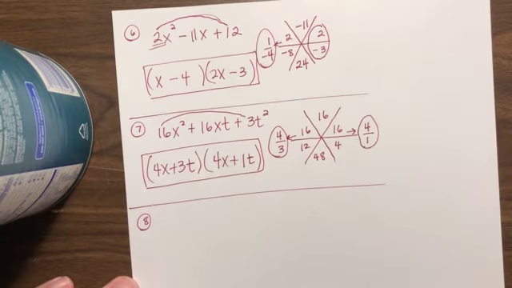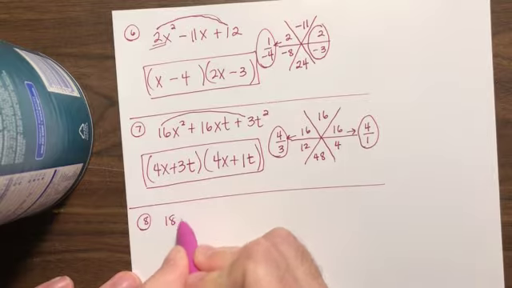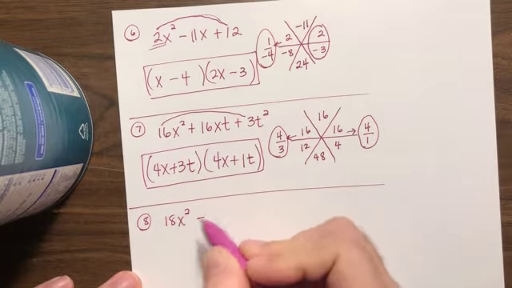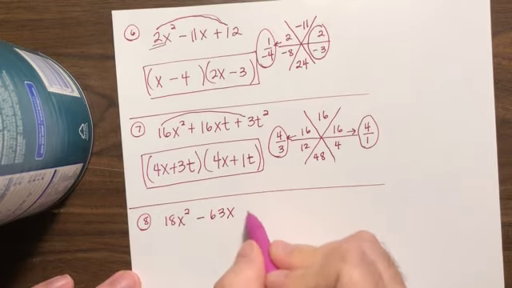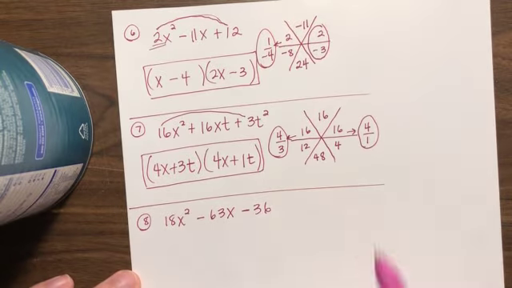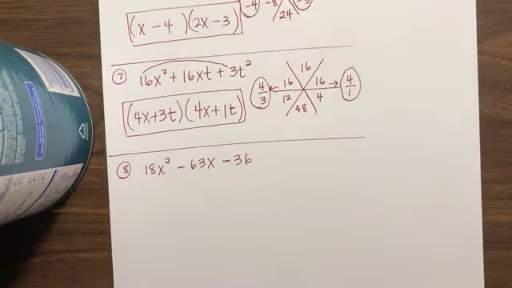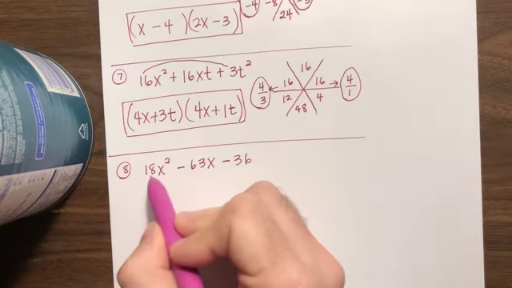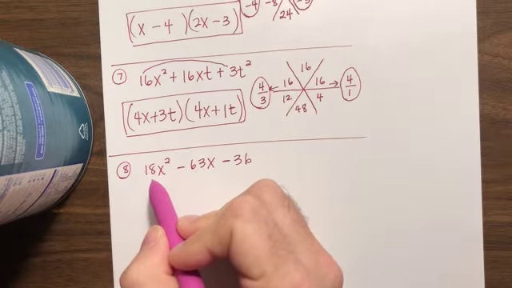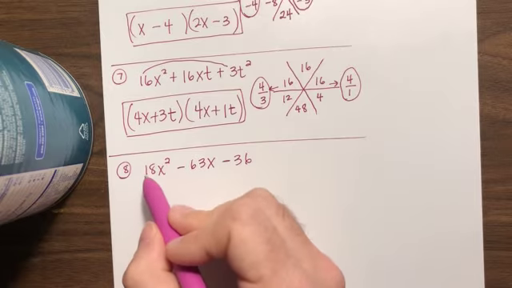Number 8, we have 18x squared minus 63x minus 36. All right. GCF, maybe there's a number that they all have in common. Let's find out. 9? So I start with the smallest number when I do GCF, if they're bigger. I start with the smallest number.